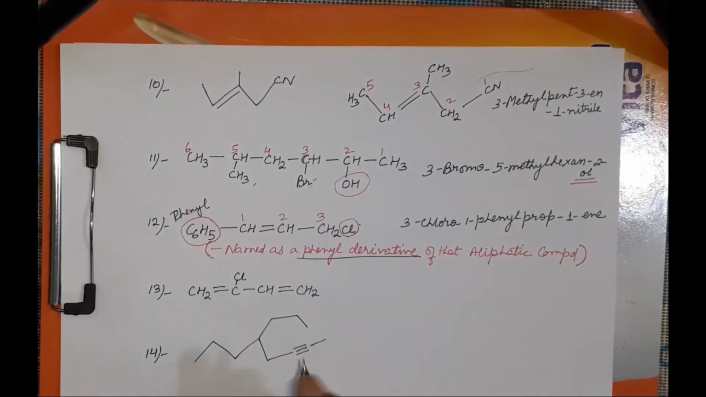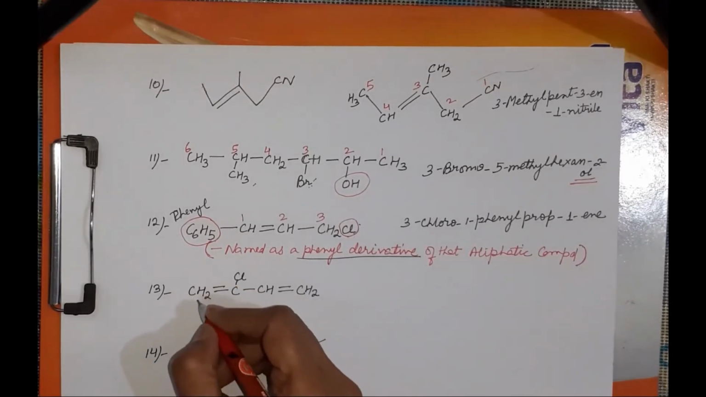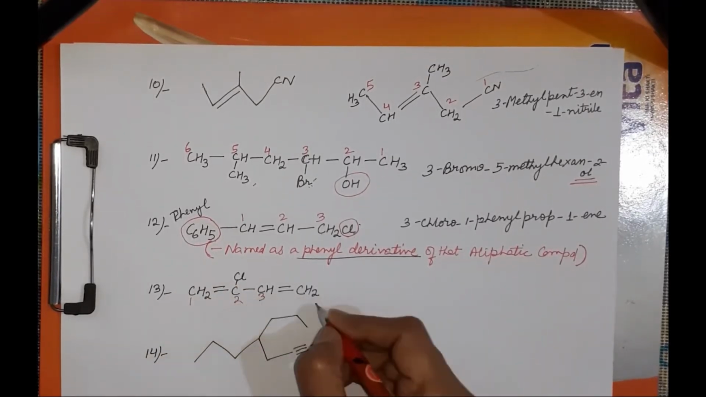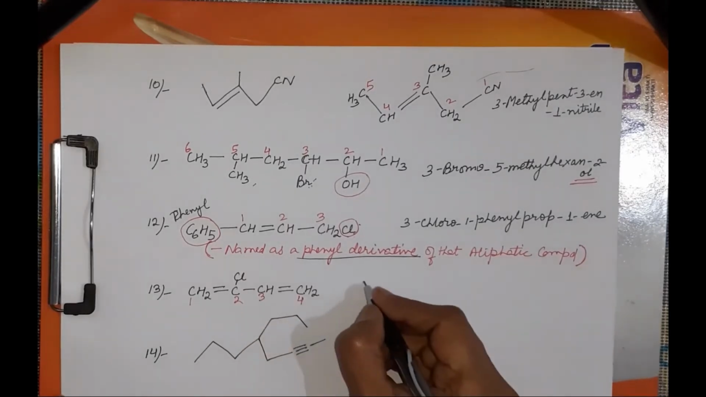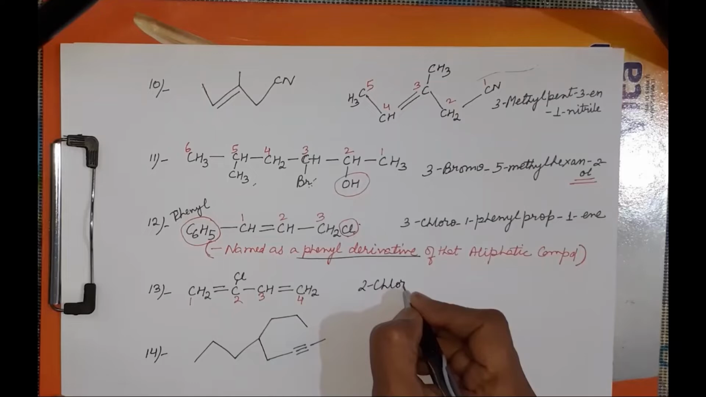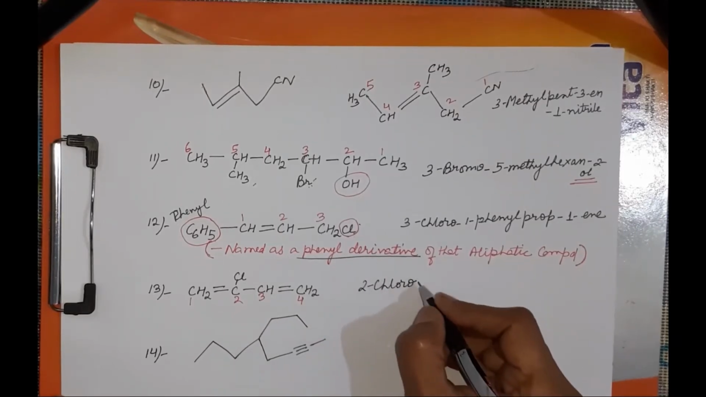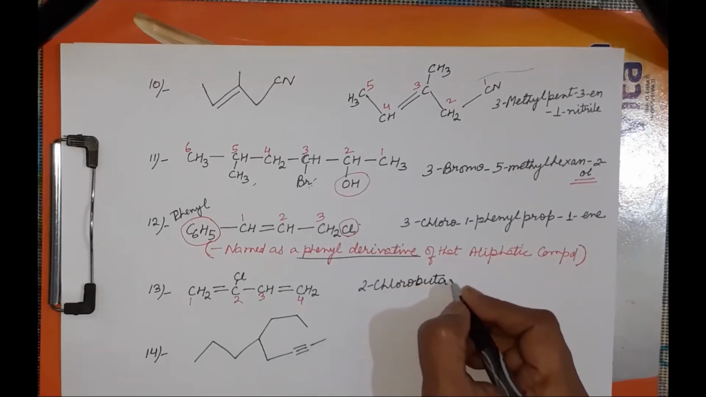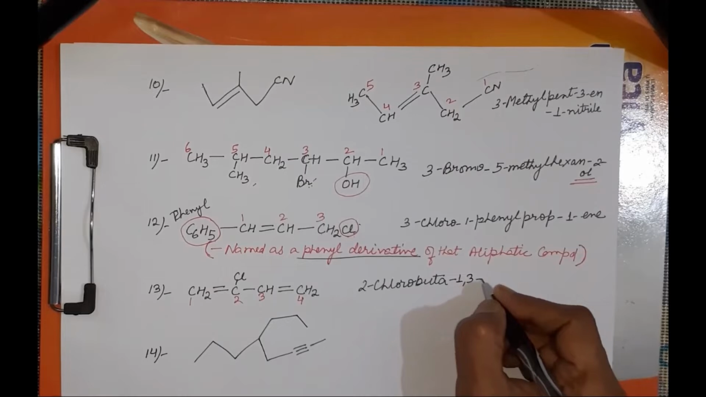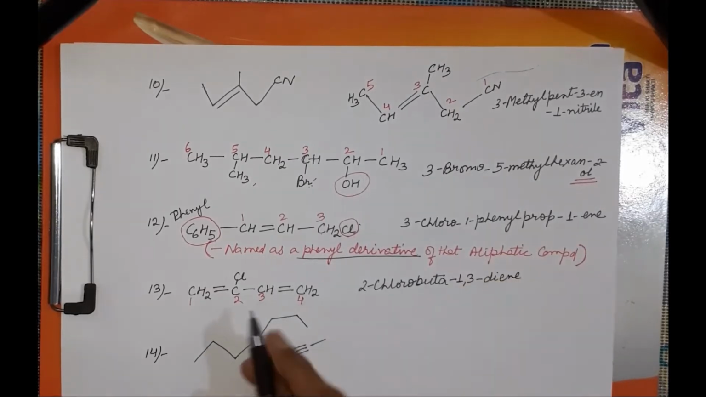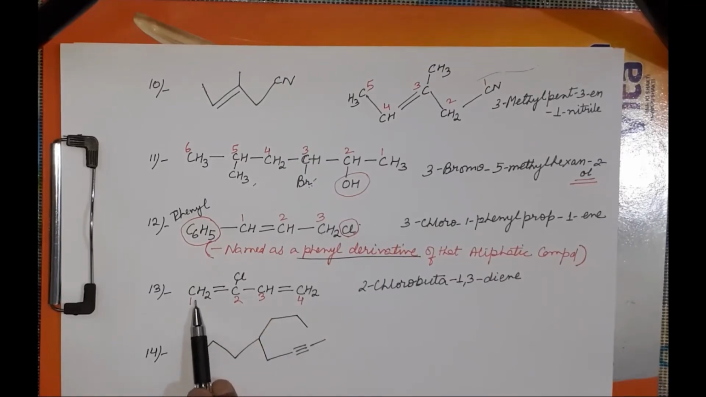So the next example is this one. It is very simple. We will do the numbering from left to right: 1, 2, 3, 4. So 2-chloro, buta, 1,3-diene. 2-chloro, 4 carbon parent chain, buta, 1,3-diene. Two double bonds are there, so 1,3-diene.